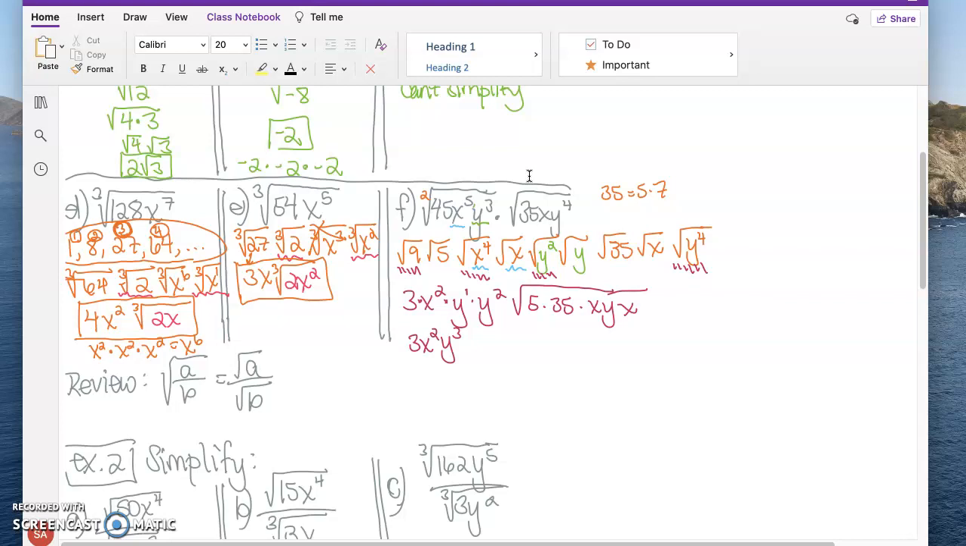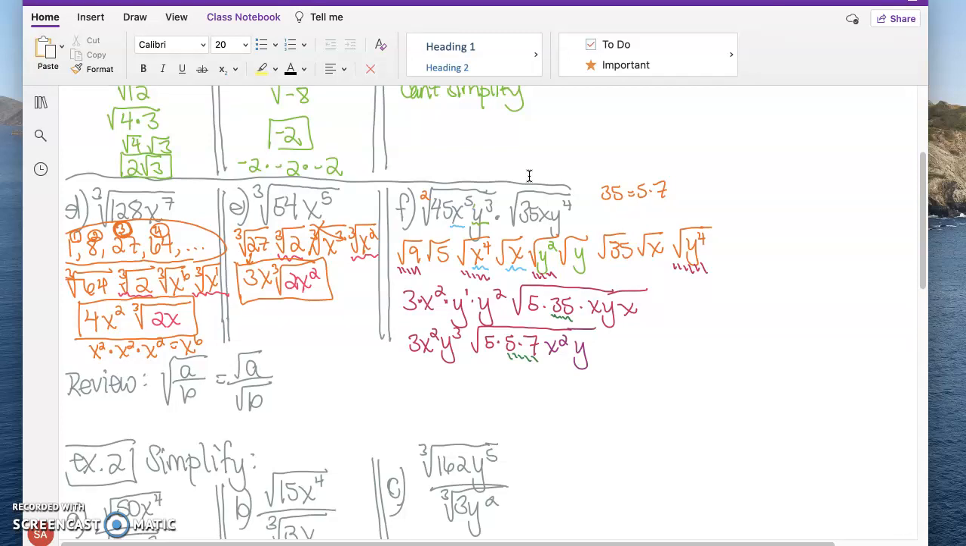So this is the hardest example, okay? 35 has a factor of 5. So we need to recognize that if we break the 35 up like this, we'll be able to simplify, okay? And then we've got x squared y.